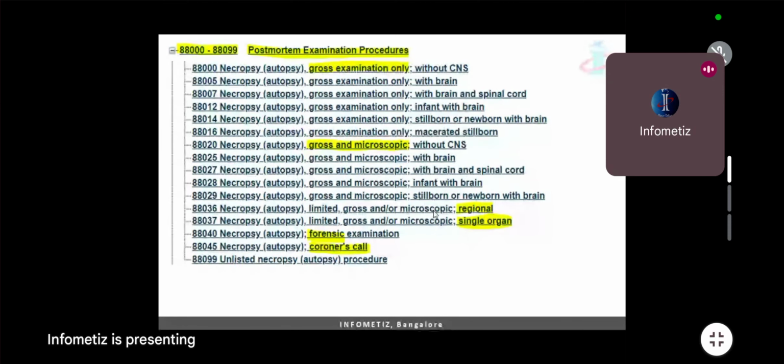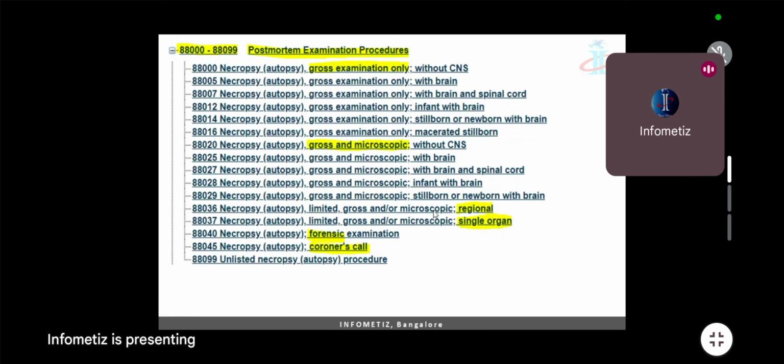This is without CNS. CNS stands for central nervous system. We have two types of nervous system: central nervous system and peripheral nervous system. Central nervous system is the center of our body. It means our head and spine. Without CNS means without brain and spine. It means the doctor is doing the postmortem and checking everything except brain and spine.